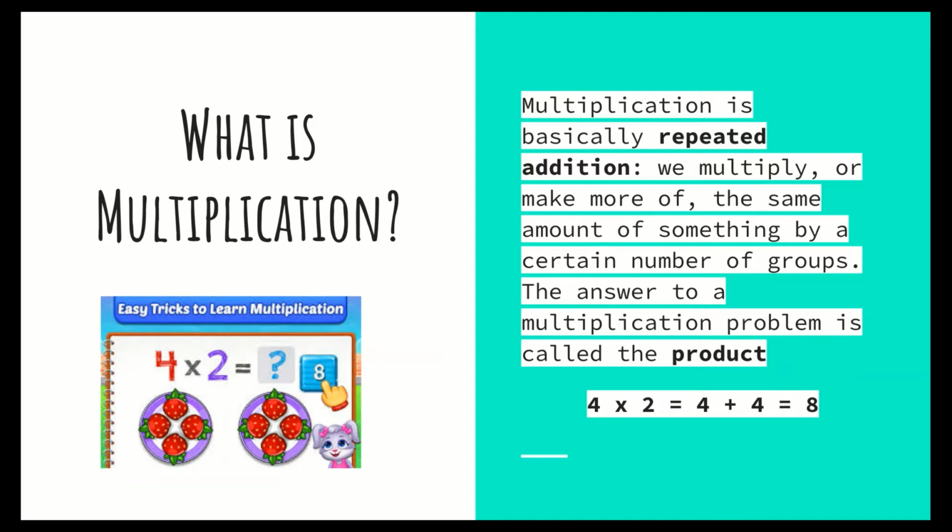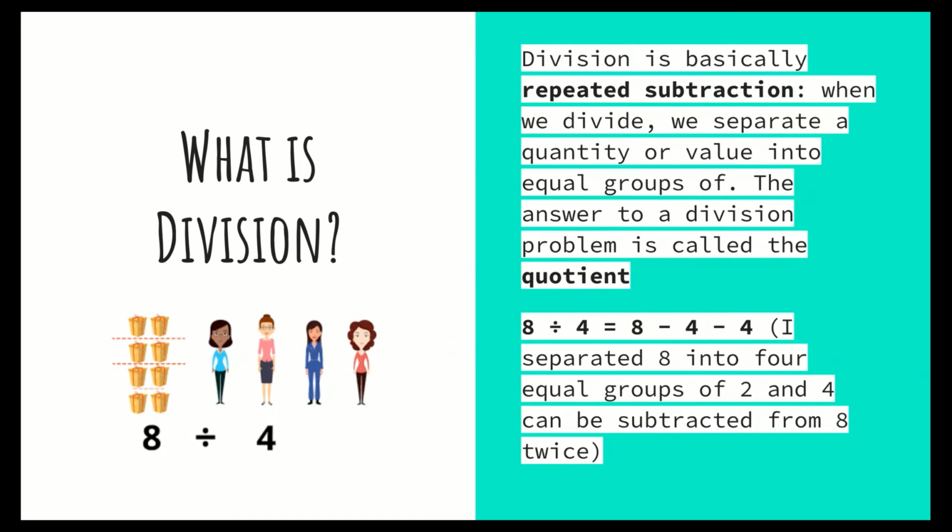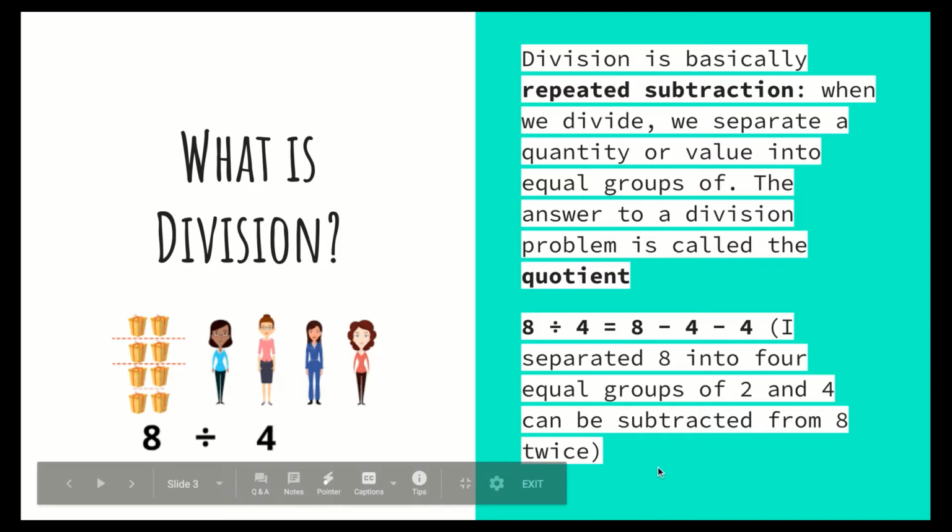Now let's talk about division. Division's a little more complicated. Division is basically repeated subtraction, but it looks a different way. So when we divide, we are separating a quantity or value into equal groups. Think of it as fair sharing, okay? The answer to a division problem is called the quotient.